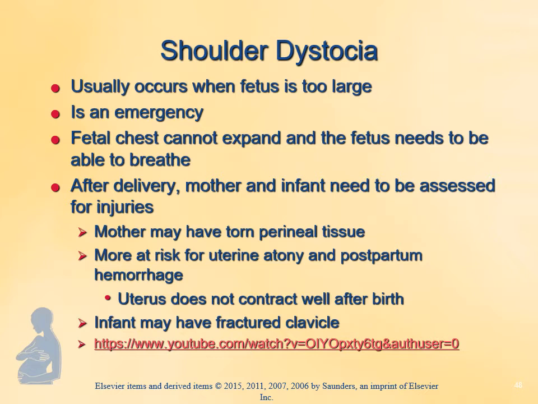We can also do what's called suprapubic pressure, where a nurse kind of gets up on top of the patient and presses with the heel of her hand over the symphysis pubis to try to help collapse that shoulder and get it to come under that bone. And you kind of see these different things play out in this particular video. So make sure you check that out on Moodle. It's really interesting.